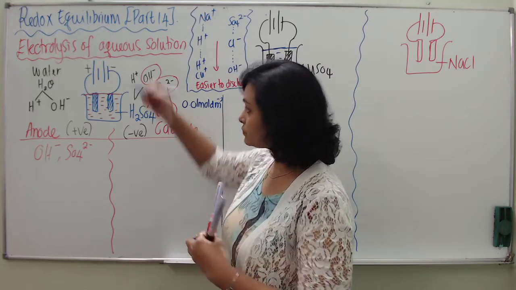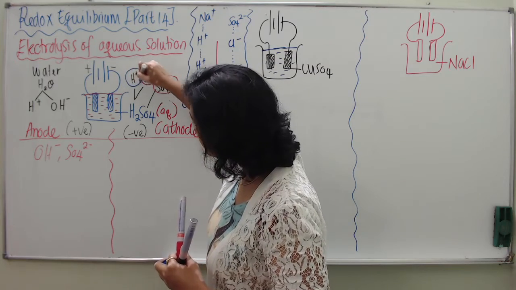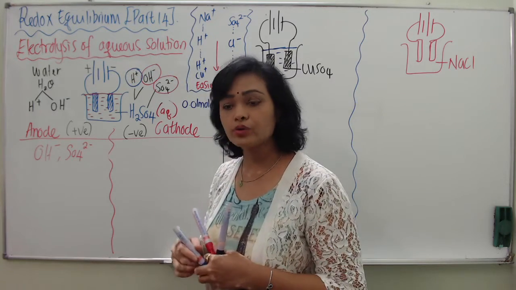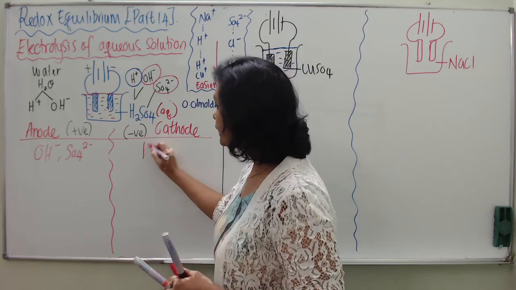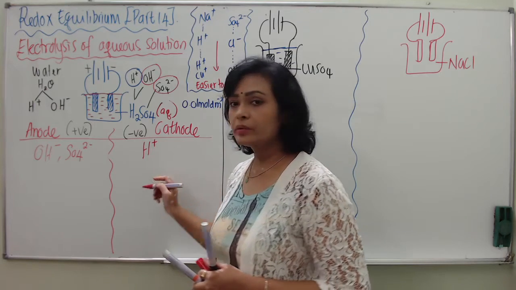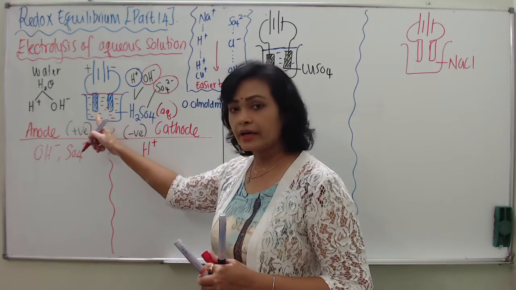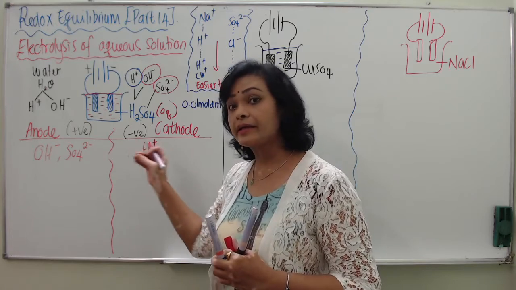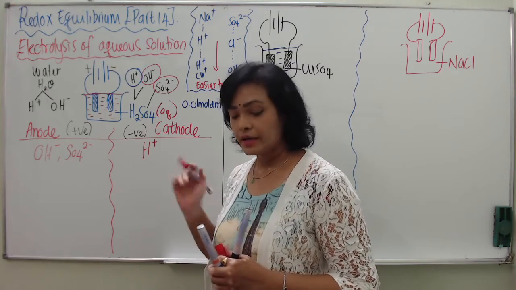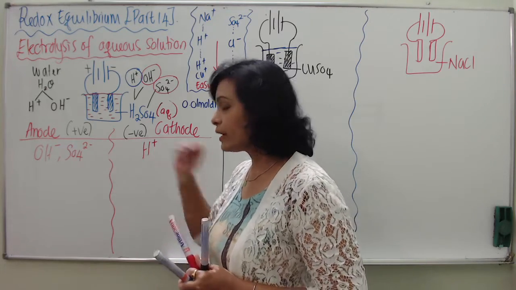Let me circle it in blue pen. Cathode has only hydrogen ion, so only hydrogen ion will be attracted to the cathode part. Now this is where your dilemma starts.